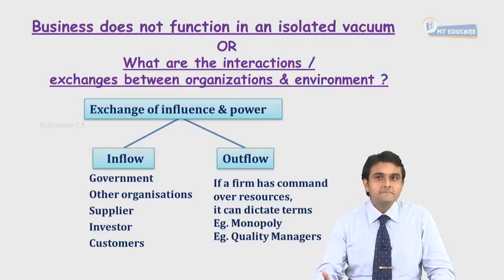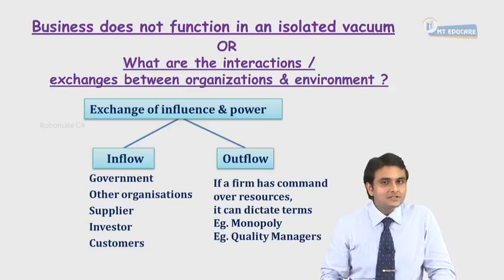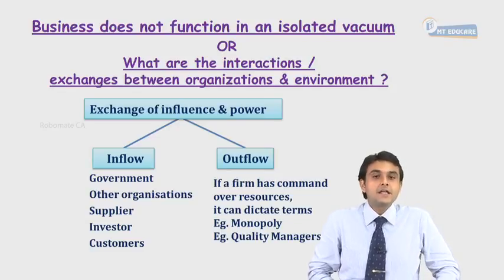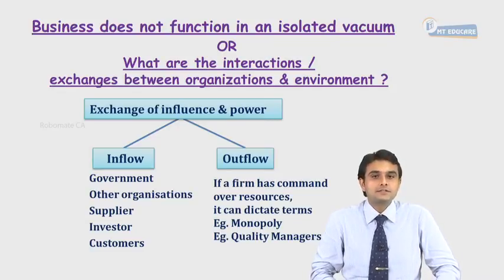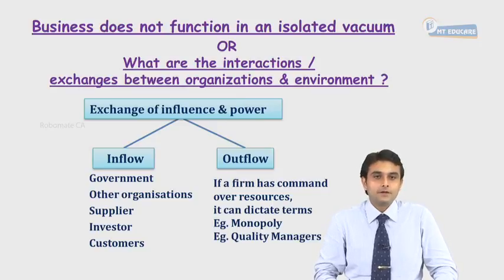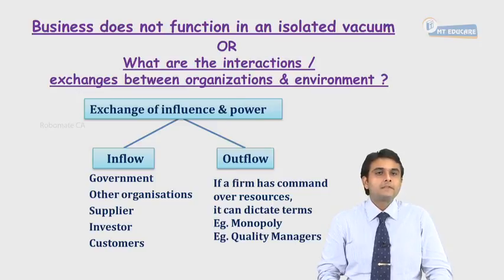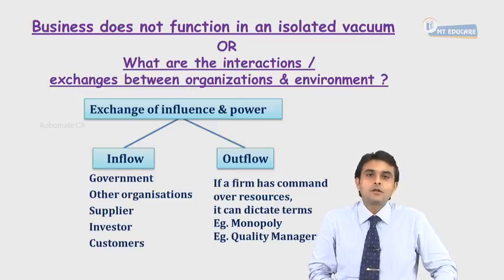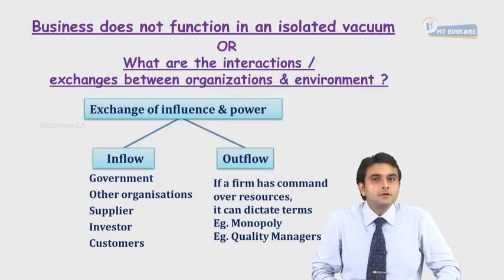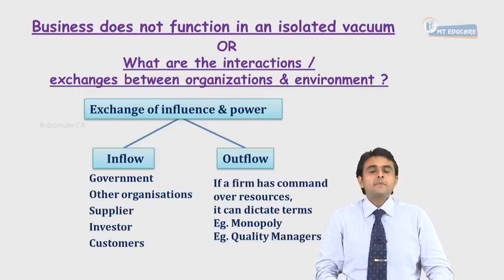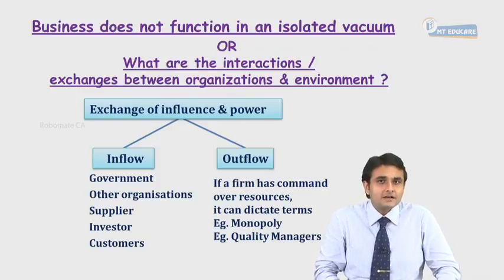Now, a lot of times through certain informal agreements also a business has certain influence and power. As we can see on the screen, there is an example mentioned that if a firm has command over resources, it can dictate terms. For example, a monopoly. Now, we know about the public sector, we know about Indian Railways, especially if you talk about the Mumbai local trains. So, the public sector is a monopoly, and that is why it can dictate terms.